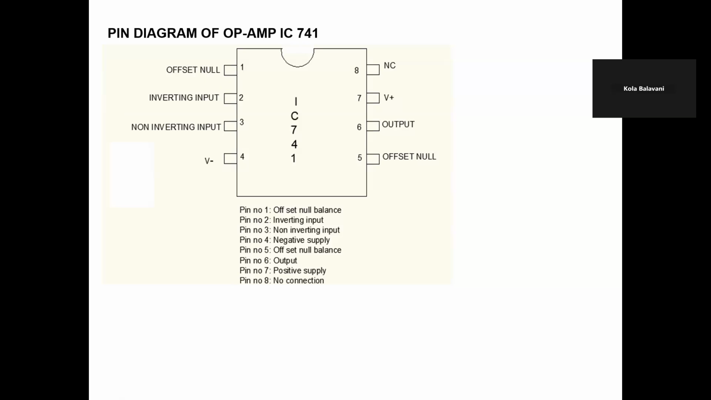The fourth pin is the negative power supply. The operational amplifier consists of two supplies, positive and negative, and the negative supply is connected to the fourth pin. The maximum voltage you can apply is either minus 12 volts or minus 15 volts.